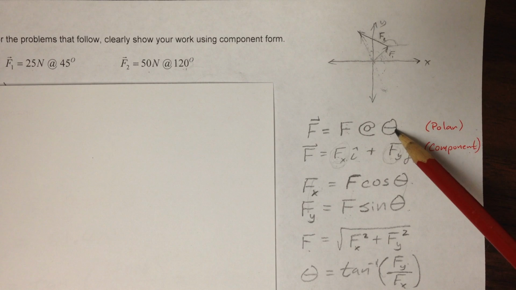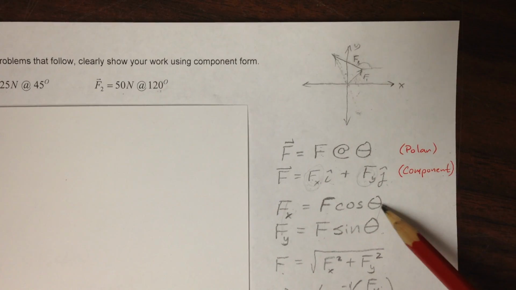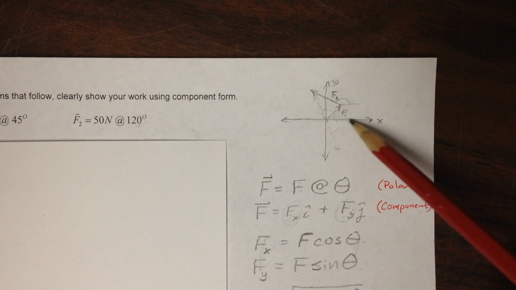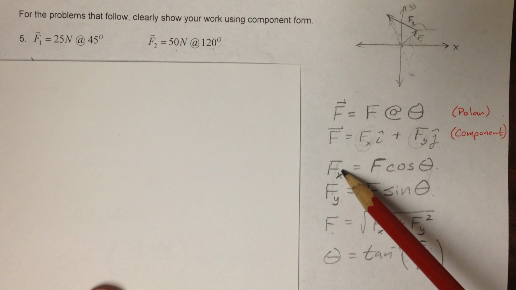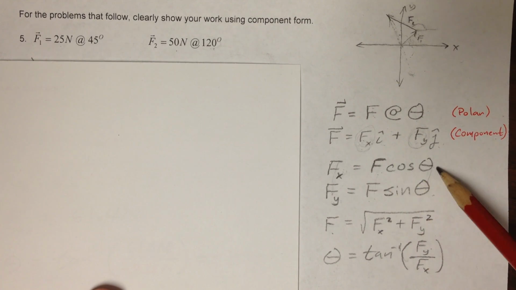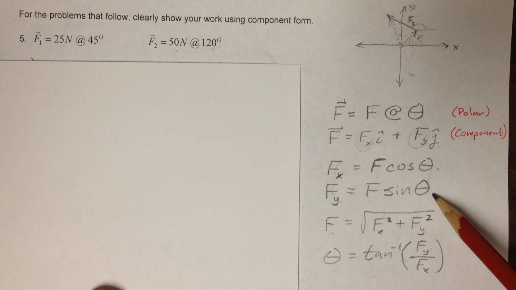If I know the magnitude and direction of a vector, then I can find the components. As long as I have this theta measured always with respect to the positive x-axis, the x component will always be magnitude times the cosine of the direction. Making sure I have my calculator in degree mode when I do that, of course. And then I have the y being F times the sine of theta.